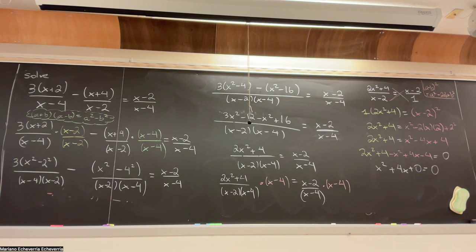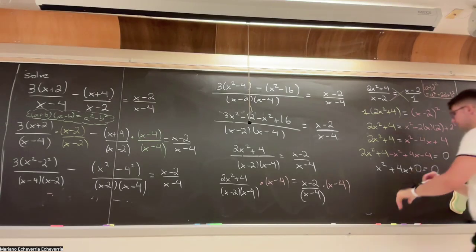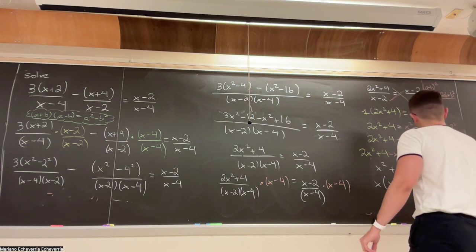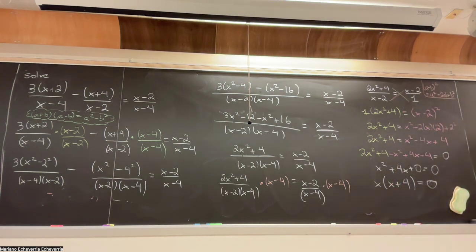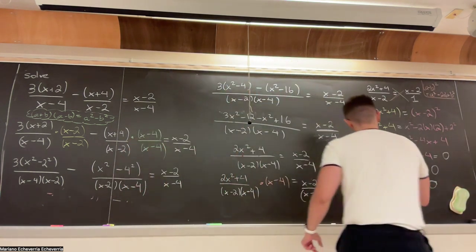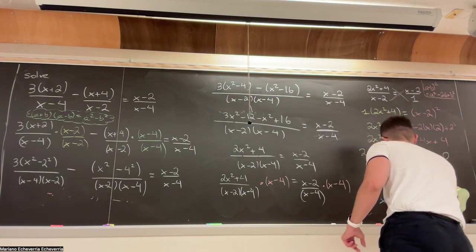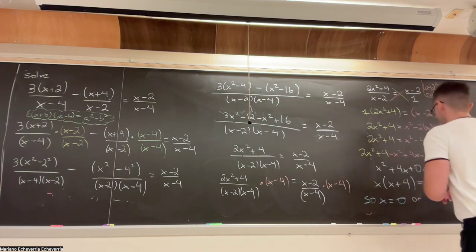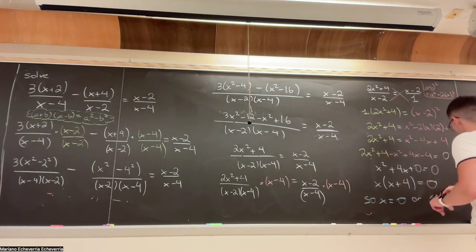Is that okay? And how do you solve this? You factor out an x, so you get x times x plus 4 equals 0. When is the product of two numbers equal to 0? One of the factors must equal 0. So one possibility is for x to be 0, or x plus 4 could be 0, which gives you that x equals negative 4.